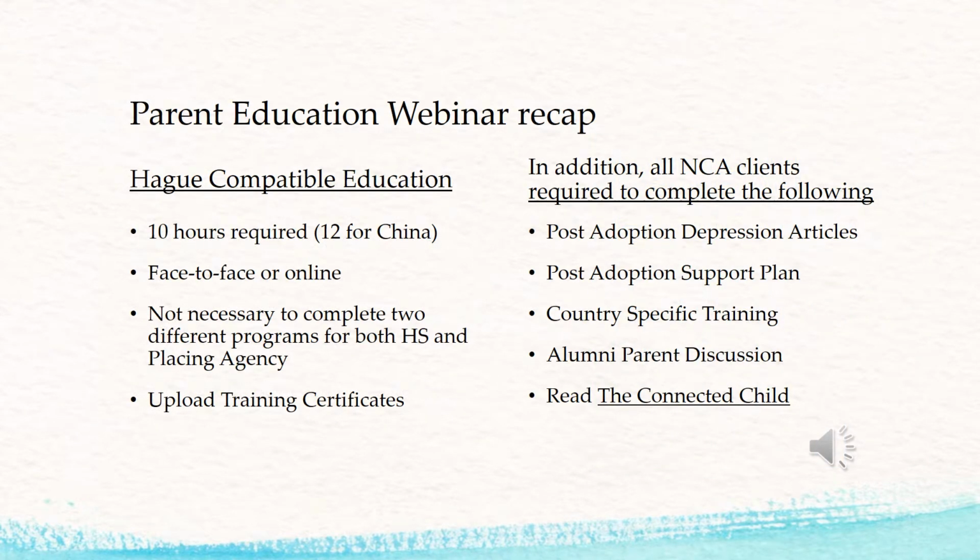As a recap to that education webinar, all adoptive families are required to complete 10 hours of Hague education prior to completing their home study, and additional education requirements consist of reading about and understanding post-adoption stress and depression, completing a post-adoption support plan, learning about the history and culture of your child's country, speaking with a parent who has previously adopted a child from India through Nightlight, and reading a book entitled The Connected Child. You will end up with more than 12 hours of education to help prepare you for parenting an adopted child.